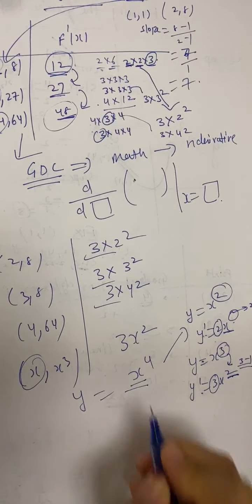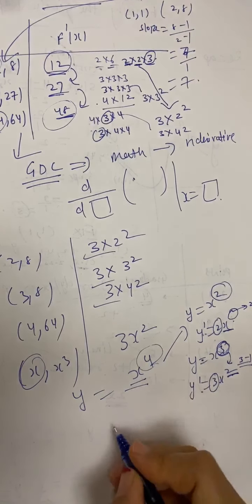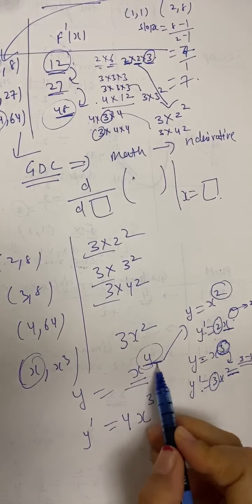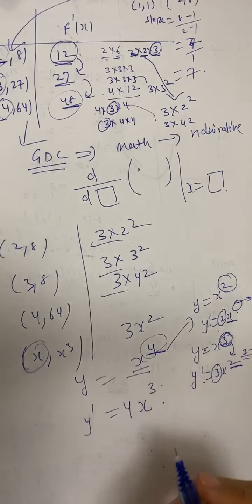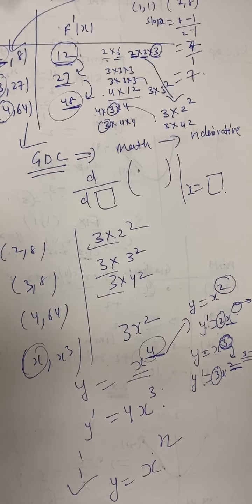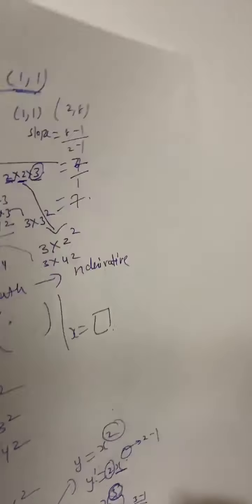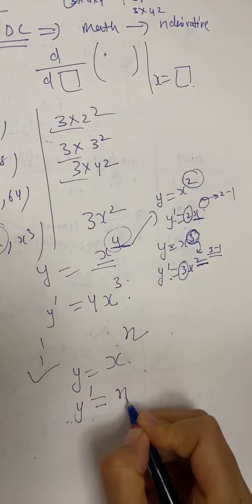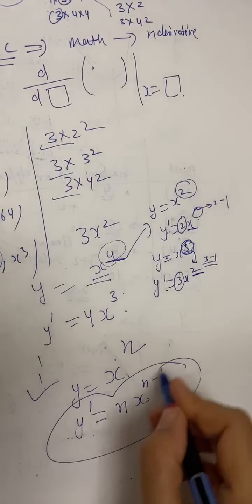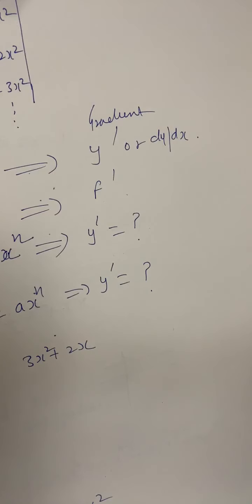So similarly for x to the power 4, whatever is the degree, it comes in front as a coefficient, and then the degree diminishes by 1 for the derivative function. So I can generalize it now. If you have y is equal to x raised to power n, then your y dash is equal to, so what happens here is this n will come down, and then this is x to the power n minus 1. So this is the rule for y prime. Okay, so I hope this is clear.